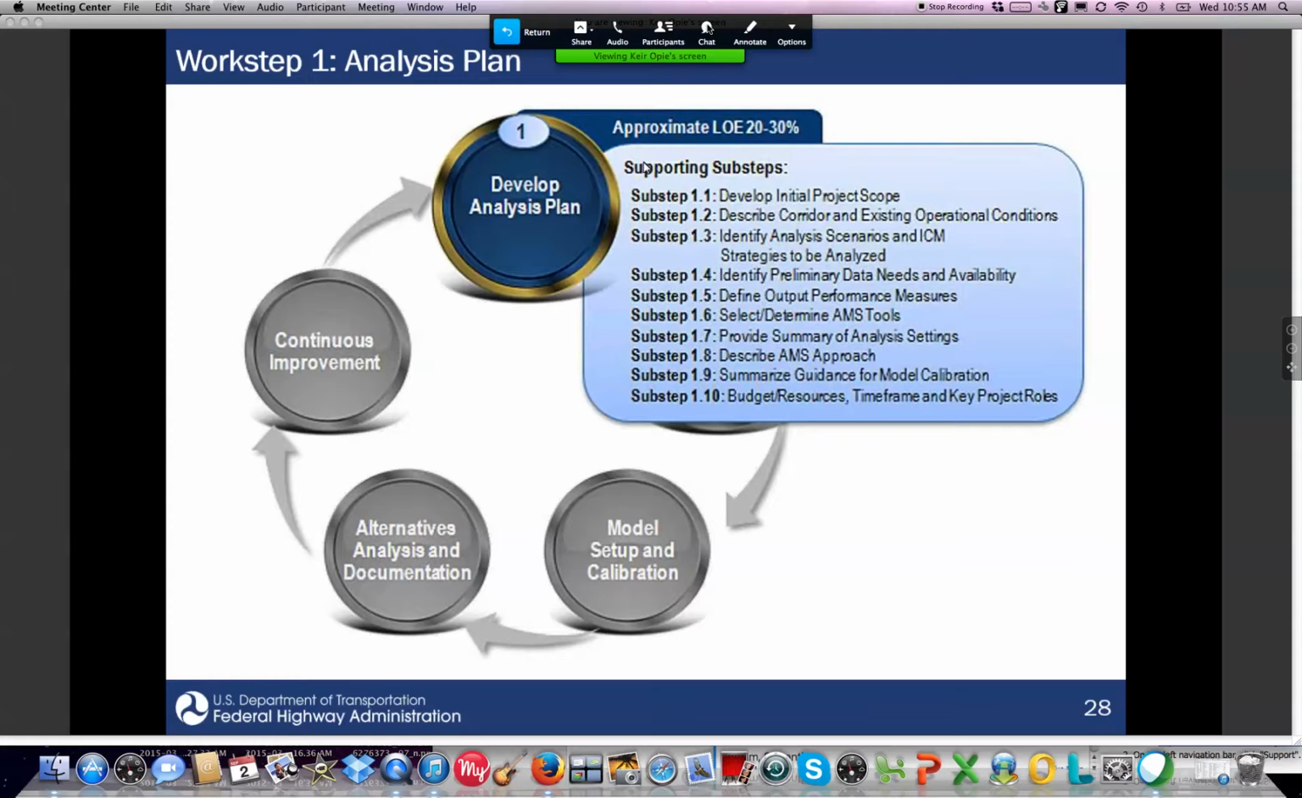Critically, you have to look at your data, what's out there, what you need, and how do you fill in some of those gaps. You also have to look at the performance measures, what you're actually going to try to measure, what metrics you're going to use to assess the benefits of your system. All of these things together will then help you select and determine what your AMS tools need to be. This gets into some of the multi-resolution issues, how you can utilize a demand model, where you're going to need an operations simulation, meso or micro model. All of those things can help you develop the plan.